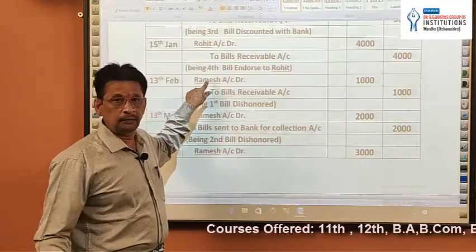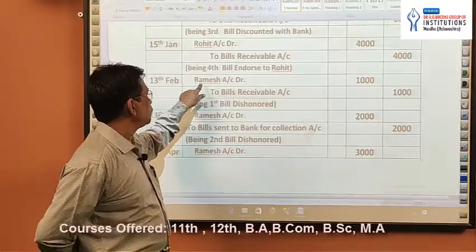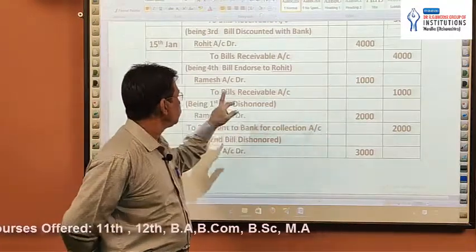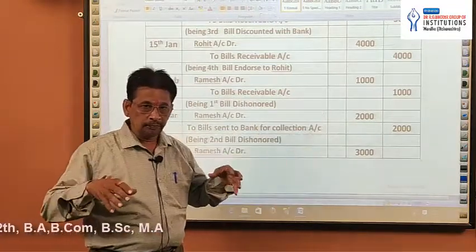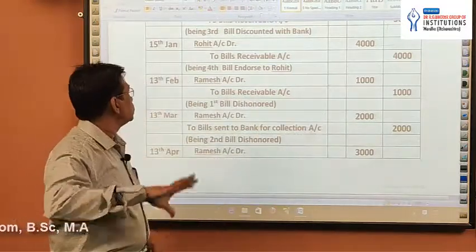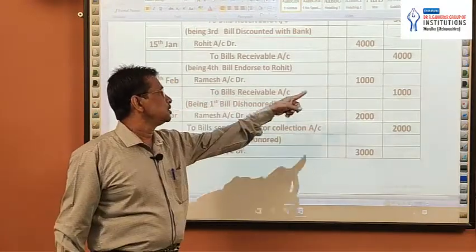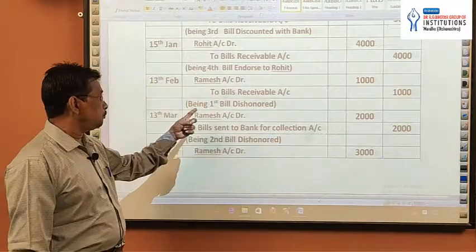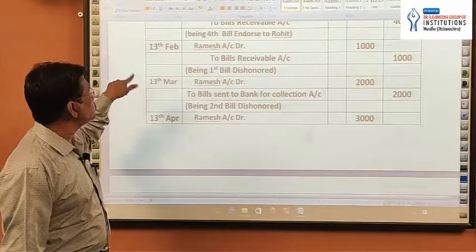Bill dishonored means the benefit, the temporary benefit, goes to Ramesh. Therefore, Ramesh account debit 1,000 to bills receivable account, because the bill was written by the drawer up to the due date. Therefore, to bills receivable account 1,000, being first bill dishonored.